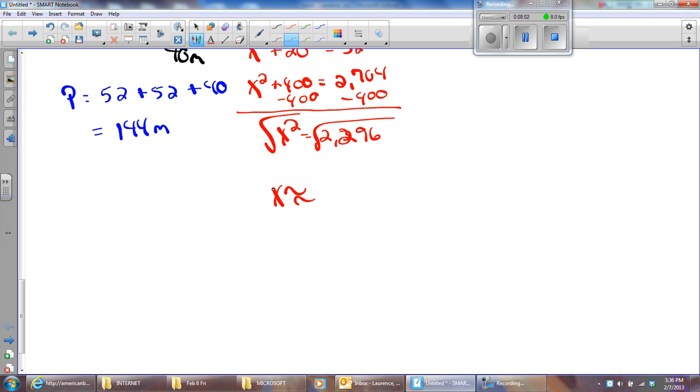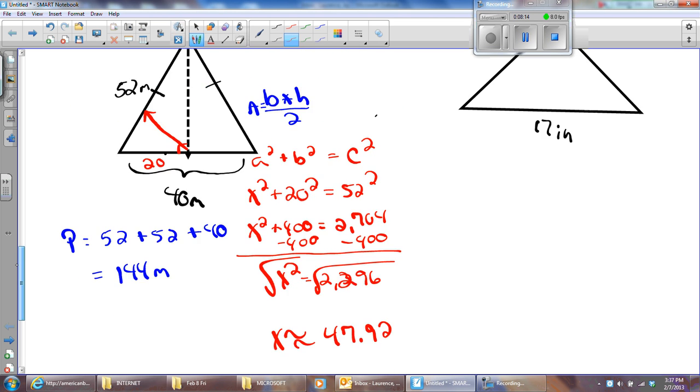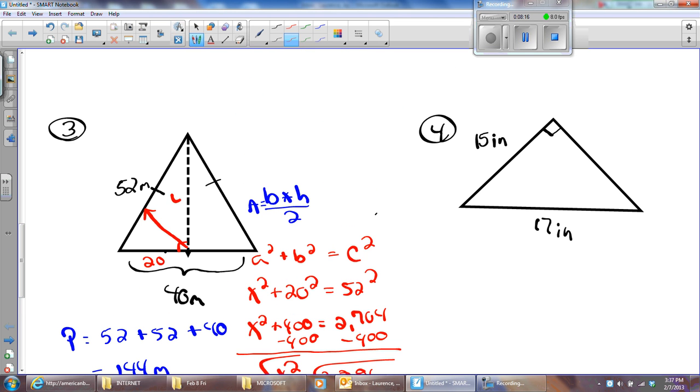oh, silly me, I did the wrong thing. Hold on one second, ladies and gentlemen. The square root of 2296 is 47.92 if I'm rounding to the hundredths place. So this is 47 and 92 hundredths.